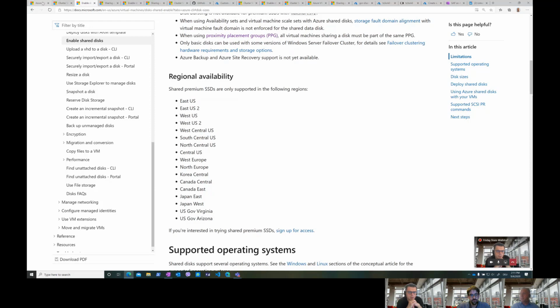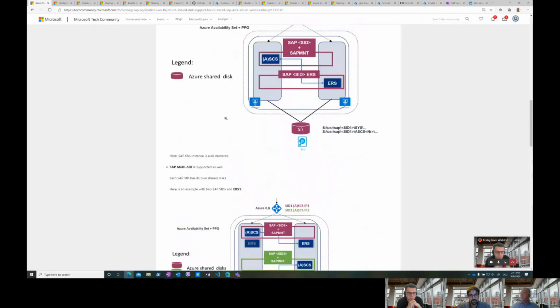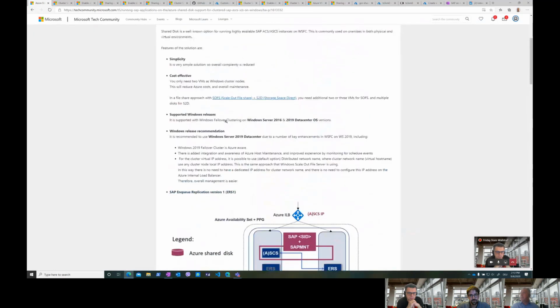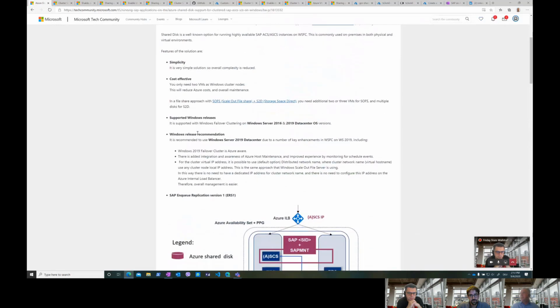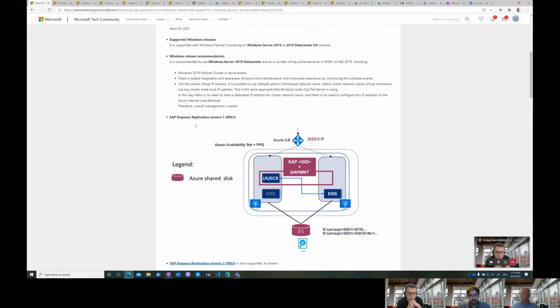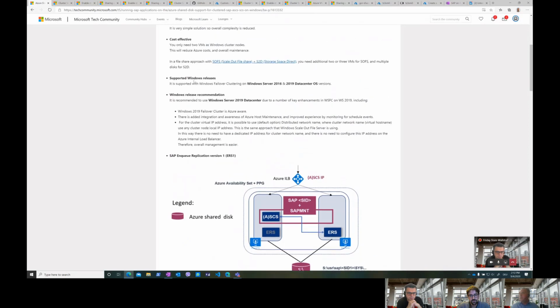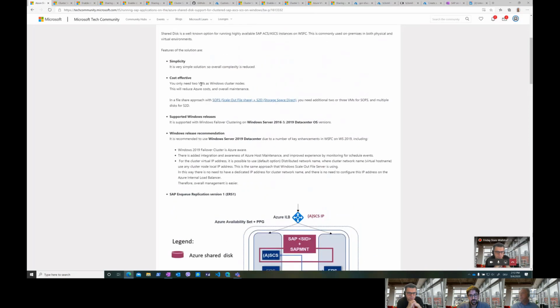And how does that now all together simplify my landscape? So let's say, if we talk about simplicity, you need just a shared disk. For example, I put it here in the blog. And also the cost. Cost is how much stuff I have, right? Yeah. So, one example was the file share approach with scale-out file server and Storage Spaces Direct.